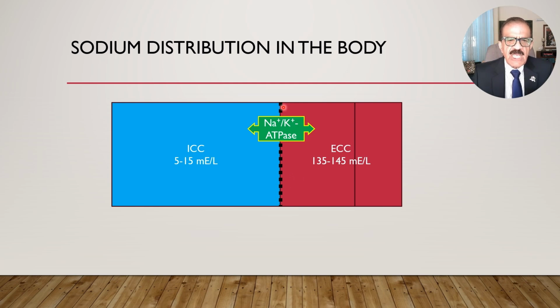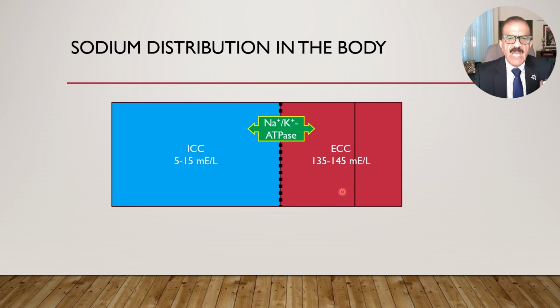Although this membrane is permeable, normally there would be the same concentration. If there are two compartments separated by a permeable membrane, then the concentration of sodium should be the same in both compartments. But in our body there is sodium potassium ATPase, and this actually keeps our intracellular sodium at a very low concentration, whereas it keeps the extracellular compartment sodium at a high concentration. The opposite is true with potassium, but in this lecture we are discussing sodium.